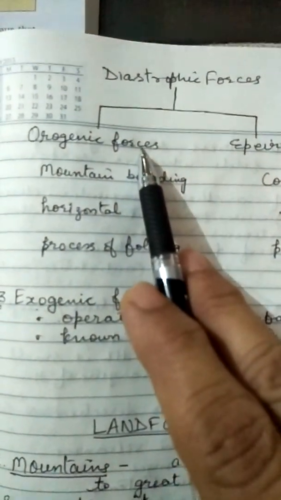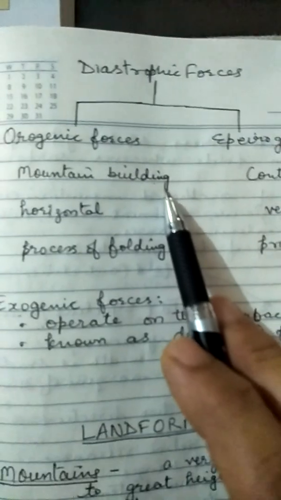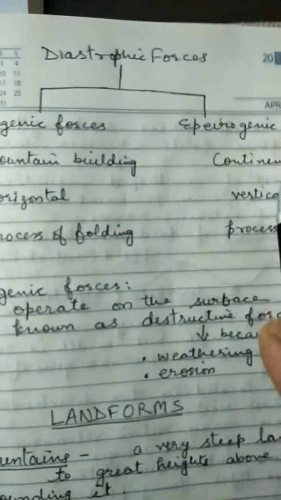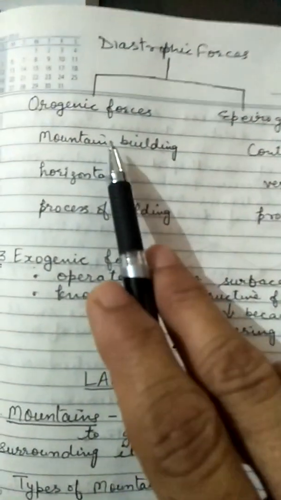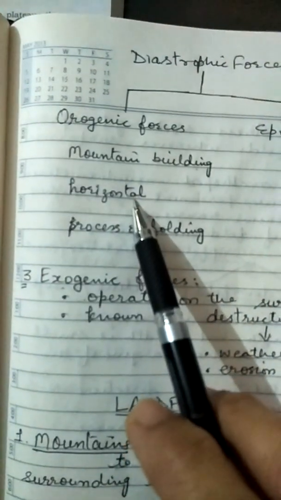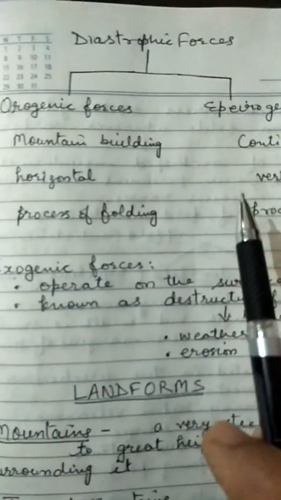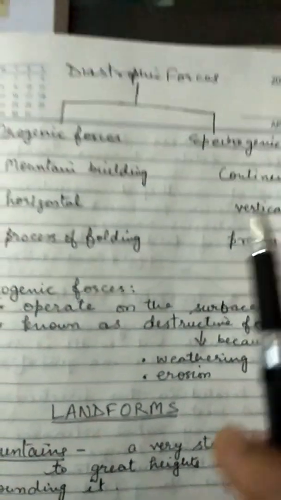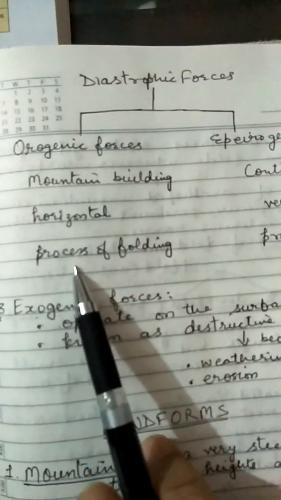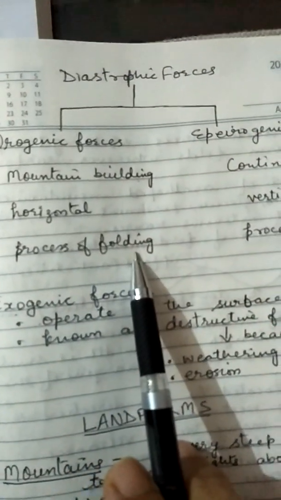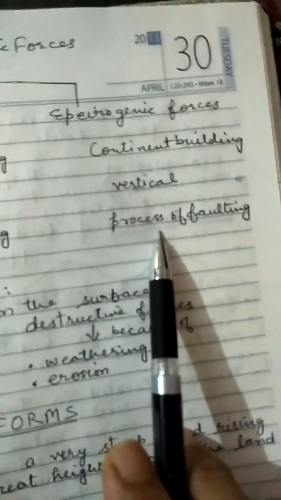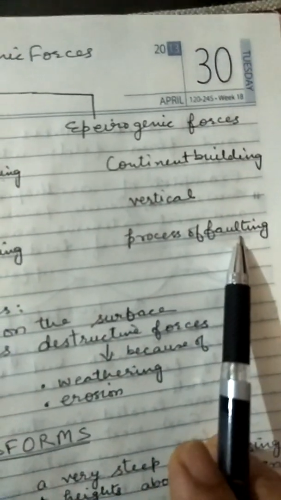Now what are orogenic forces, which we have just discussed? These are mountain building, and epeirogenic is continent building. In orogenic forces, horizontal movement is there, and in epeirogenic, vertical movement is there. Orogenic is the process of folding of the crust, and epeirogenic is the process of faulting.